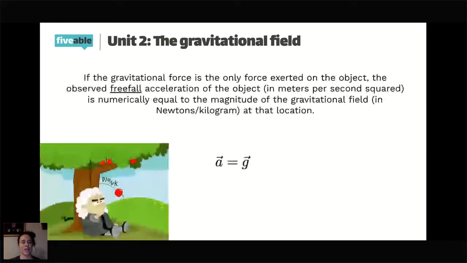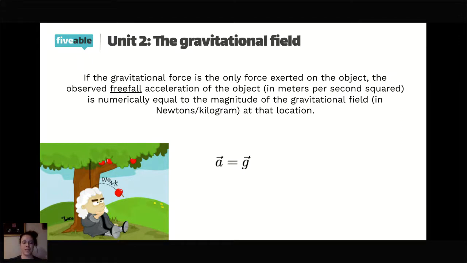If the gravitational force is the only force exerted on the object, the observed free fall acceleration of the object in meters per second squared, those are our units of acceleration, is numerically equal to the magnitude of the gravitational field in newtons per kilogram at that location. In other words, the acceleration of something that is just falling is equal to the magnitude of the gravitational field. The direction is towards the center or down, depending if you're zoomed in or zoomed out.